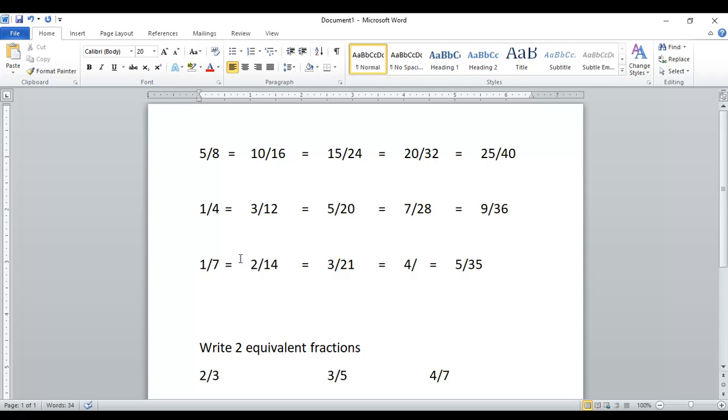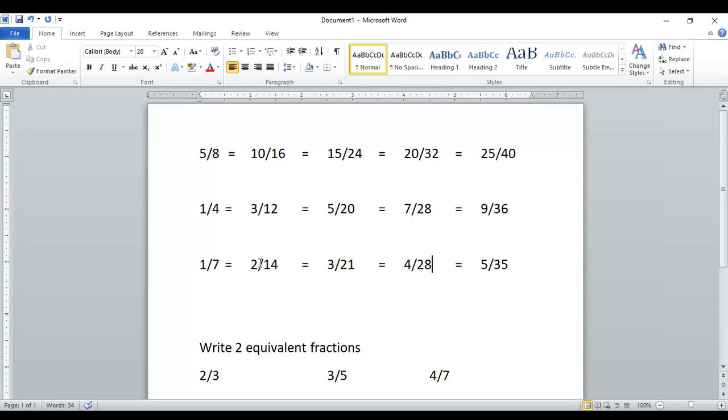1/7 is equal to 2 14ths. What did we do to go from 7 to 14? Well, we added 7, or we counted by 7s, or we doubled it. So look here, we have 7, 14, 21, and what's going to go here? I hope you notice that we're counting by 7s there. So this is going to be 28. So we have 7, 14, 21, 28, 35. And these are all equivalent fractions that stem from this first fraction.